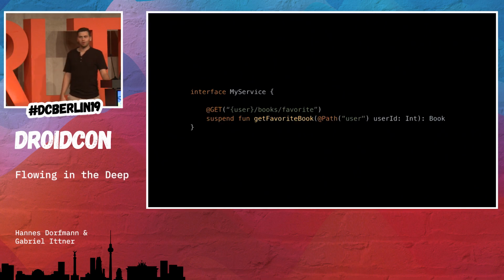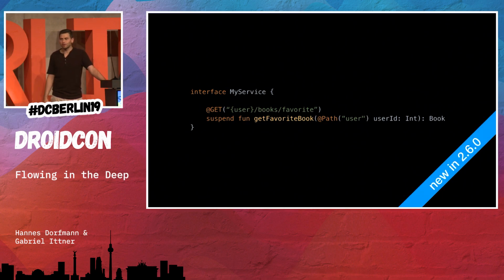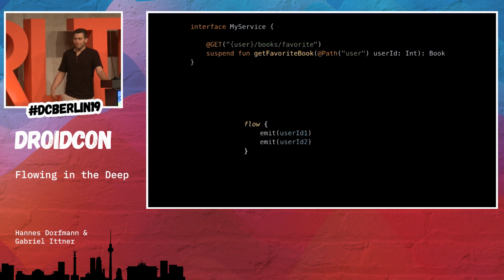One other real-world example would be to make something like an HTTP request. In RxJava, you would use something like a Single. But in the Coroutines or Kotlin world, you have this convenient suspend keyword. And with Retrofit 2.6.0, you have built-in support for suspending functions as well. So now that we have this suspending function to get the favorite book of the user, let's see how we can use it in a flow.